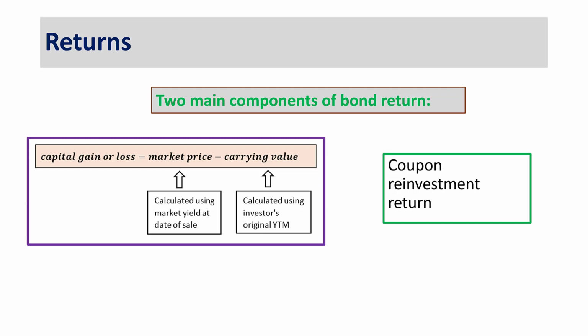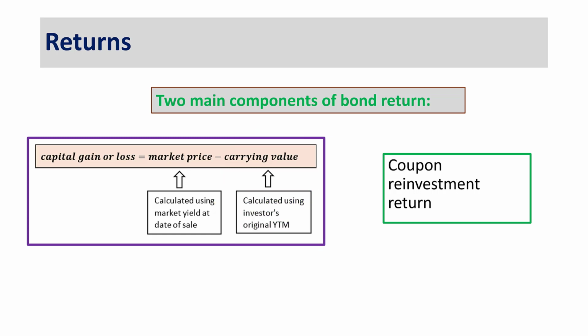Firstly, there is a capital gain or loss element. This is determined as the difference between the selling price of the bond, which happens at its market price, and its carrying value. The key point to notice at this stage is that the bond's original cost does not appear in the equation. You are already comfortable with the tools needed to calculate a bond's market price using the current market yield. Exactly the same process applies to calculating carrying value, except that this is done using a different yield.